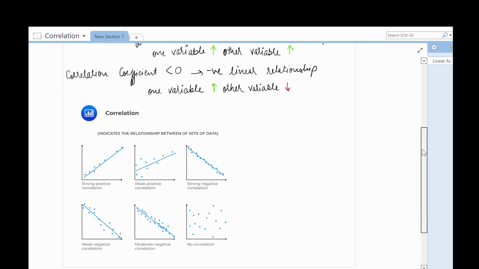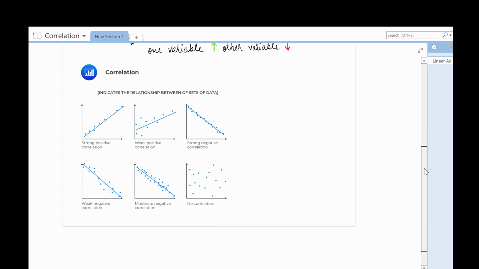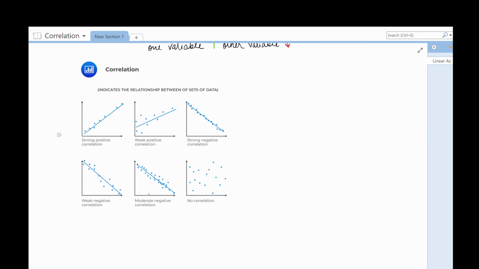The image you see on screen shows the linear relationship among various variables, where the x-axis is the x variable and the y-axis is the y variable for each of these scatter plots. Now, in the first one, we can see that there is an upward sloping line which shows that there is a strong positive correlation between the two variables x and y, because here the slope m is positive.